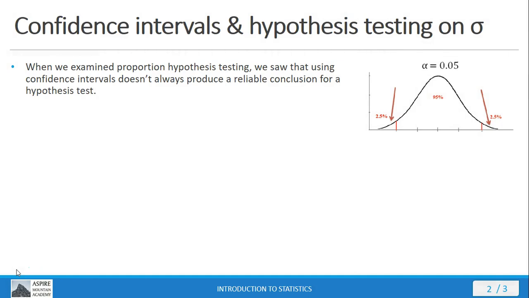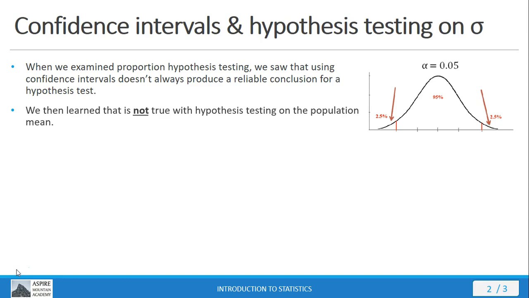So you may recall earlier when we looked at proportion hypothesis testing, we saw that confidence intervals don't always match up with the results of the formal hypothesis test method that we've been using. And then we learned that that's not the case for the population mean. Well, that's also not the case for hypothesis testing on the population standard deviation. So it's okay to use confidence intervals for the standard deviation and the population mean.